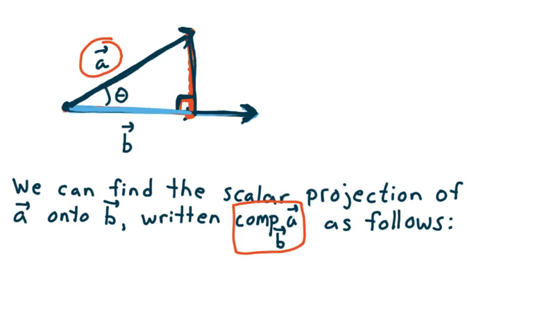Now, can that scalar projection be negative? The answer is yes, and I will explain how shortly. So we want to find the scalar projection of A onto B, and it's going to be written as follows.